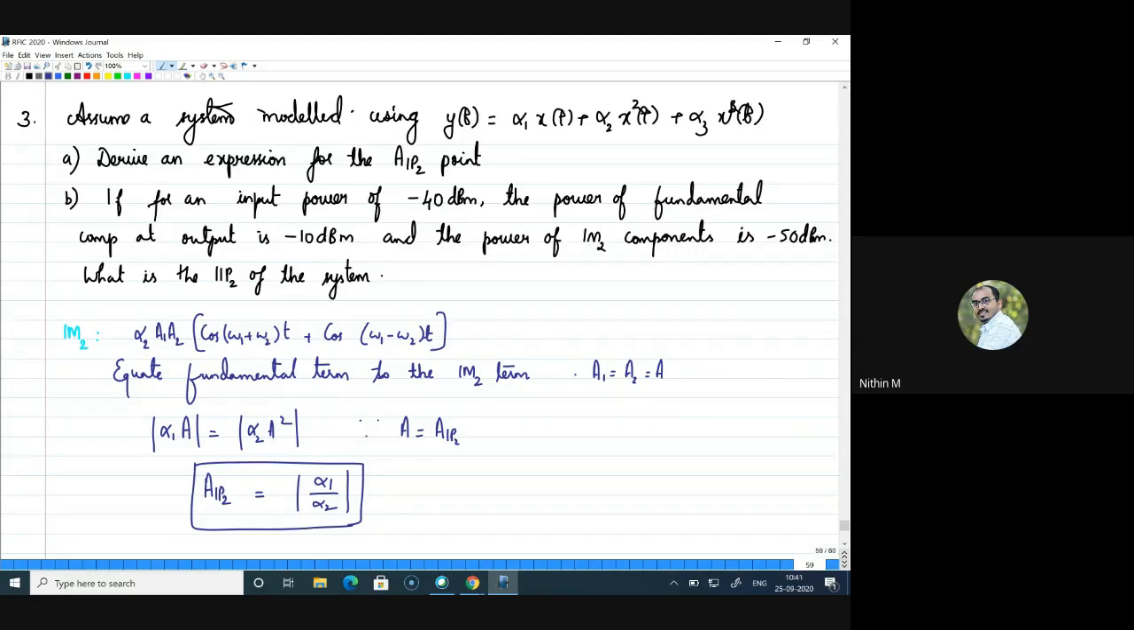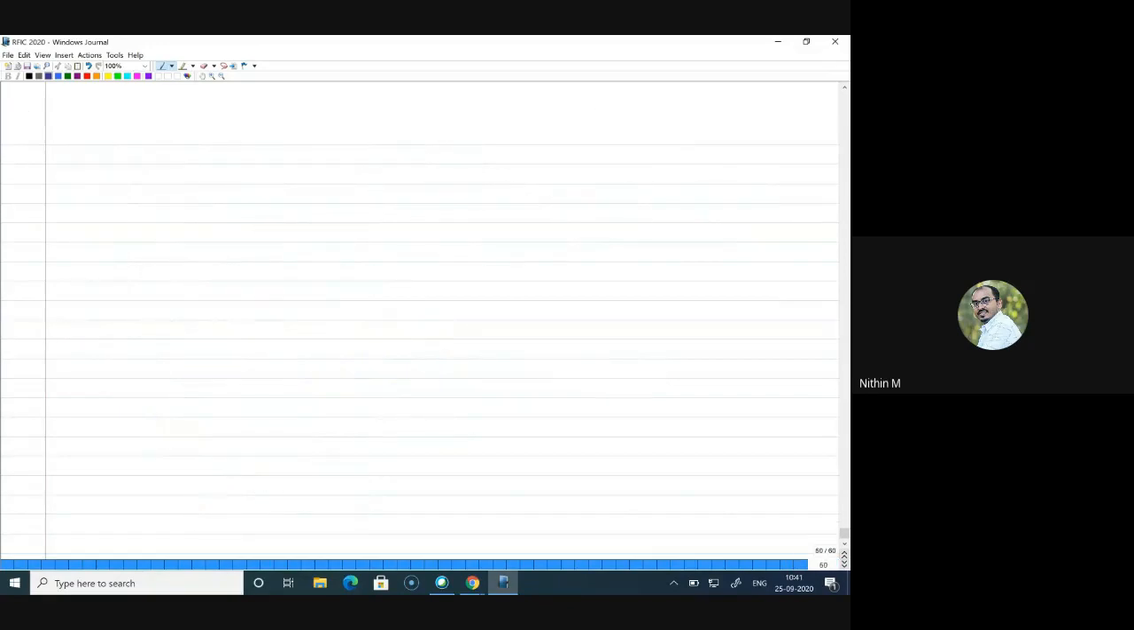AIP2 is nothing but when these two are equating, so when these two are intercepting together, that point on the input power refers to IIP2 and on the output side it refers to AIP2. Can you guys try?